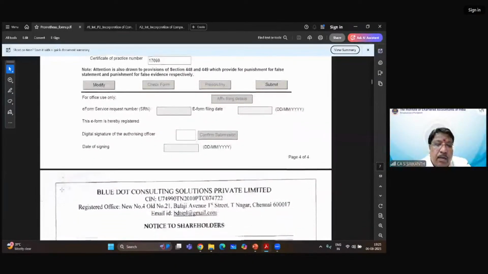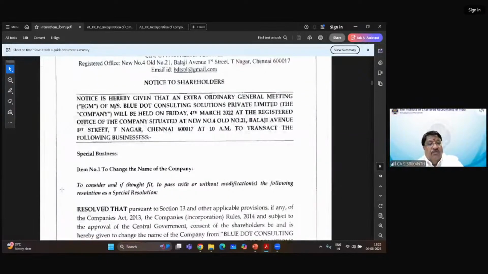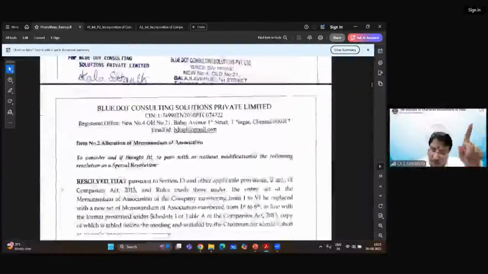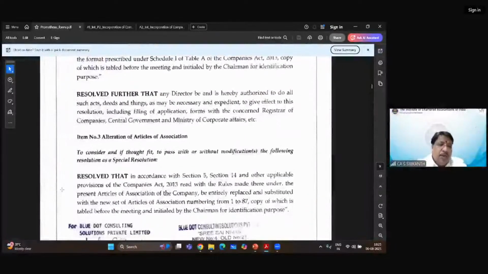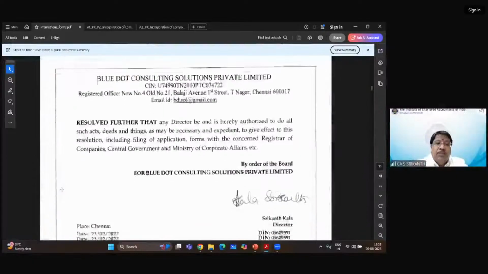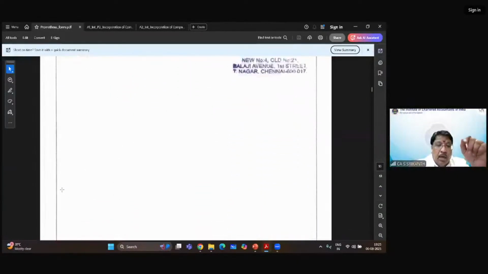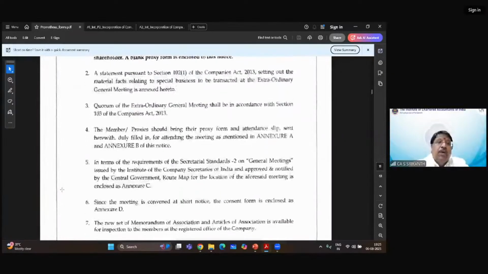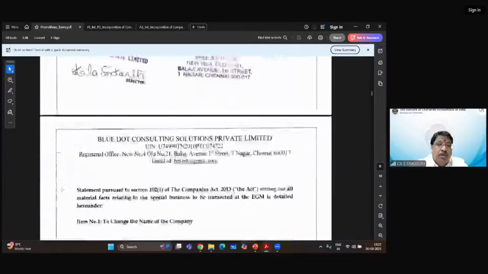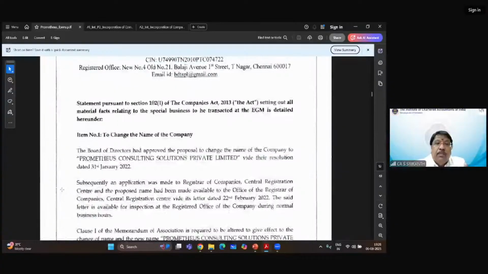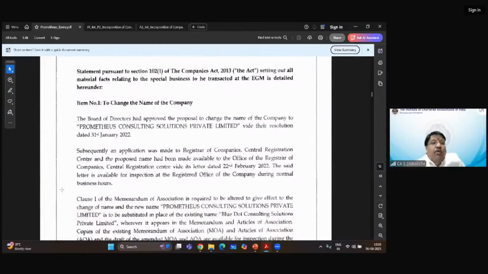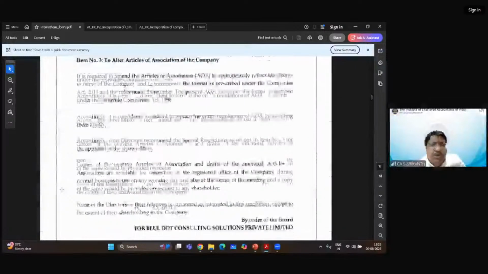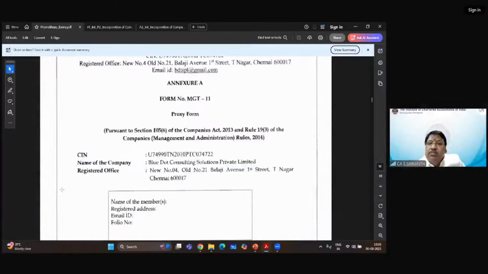And so this is the notice. Later on, if I do management and administration, I will show you this and explain to you. When you do management, everything will become relevant to you. The resolution, then because it is special business, the notes will become relevant at that time. Also, because it is special business, we have to give a statement pursuant to section 101, explaining what it is. It's a huge set of documents; I'm just showing you what is relevant.